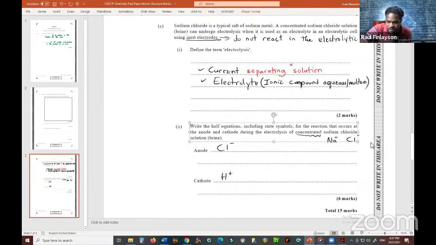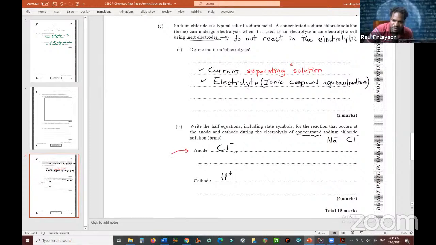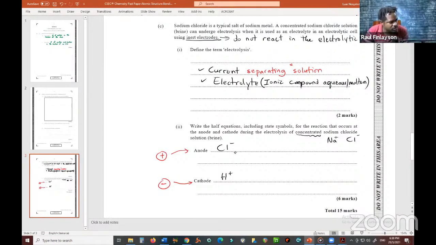They ask here, and this is where we didn't finish. It says here, write half equations including state symbols for the reaction that occurs at the anode and cathode during the electrolysis of concentrated sodium chloride brine solution. So after watching the video now, guys, you'll be able to say, all right, sodium is positive, chloride ion is negative. I always remember, guys, that with the battery or with any form of current, the anode is positively charged. The cathode is negatively charged. Never forget that. And then opposites attract.